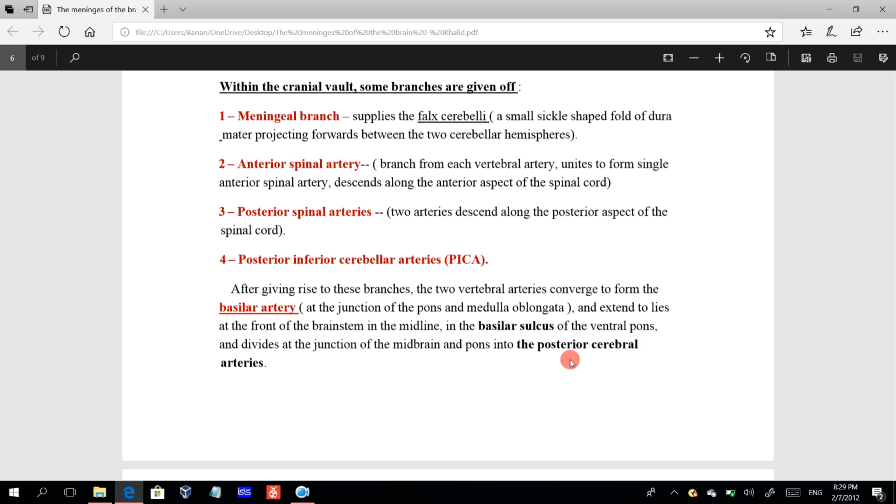So we have the anterior cerebral artery from the internal carotid artery, and we have the middle cerebral artery also from the internal carotid artery, and we have the posterior cerebral arteries, which are the terminal branches of the basilar artery, which is from the vertebral artery.